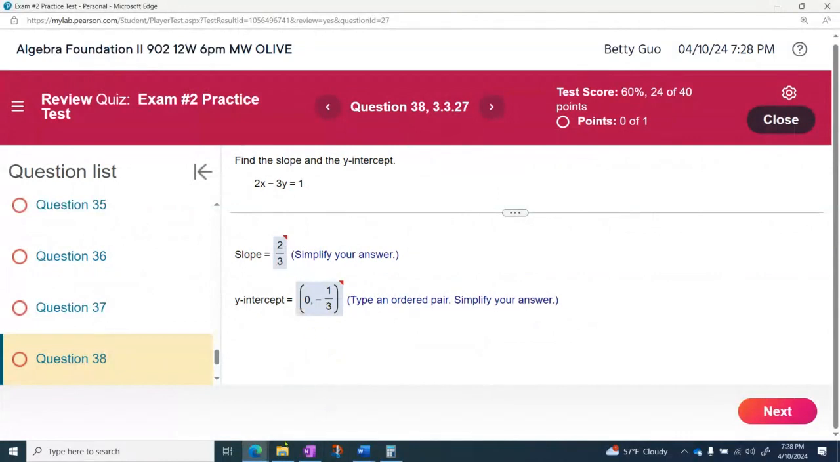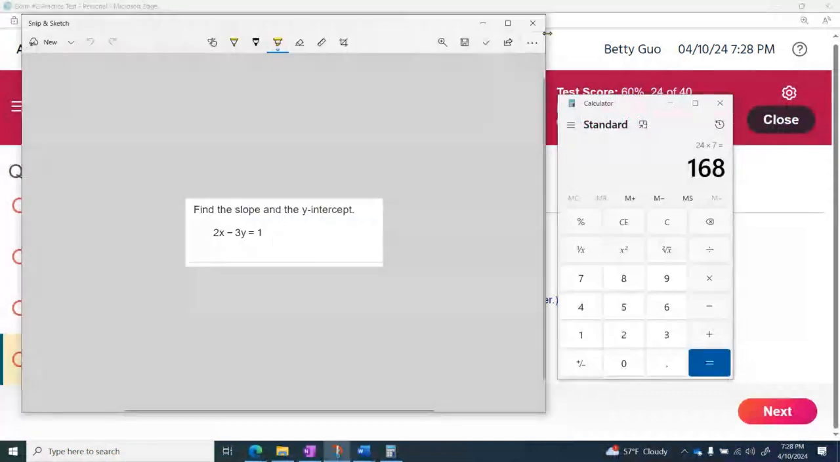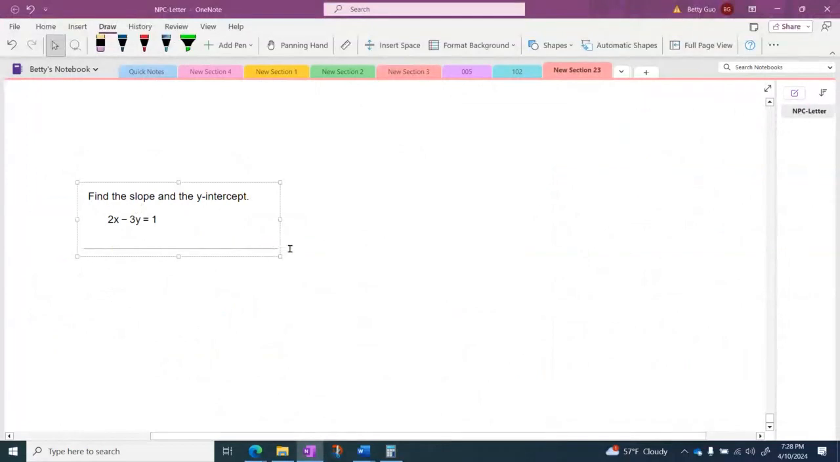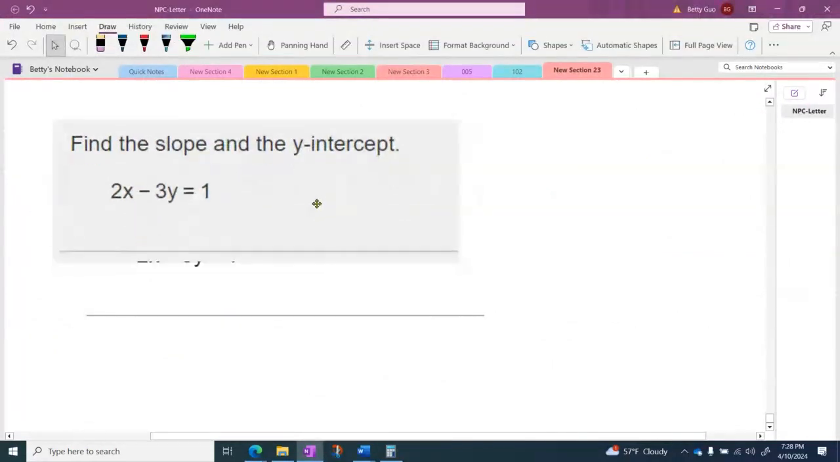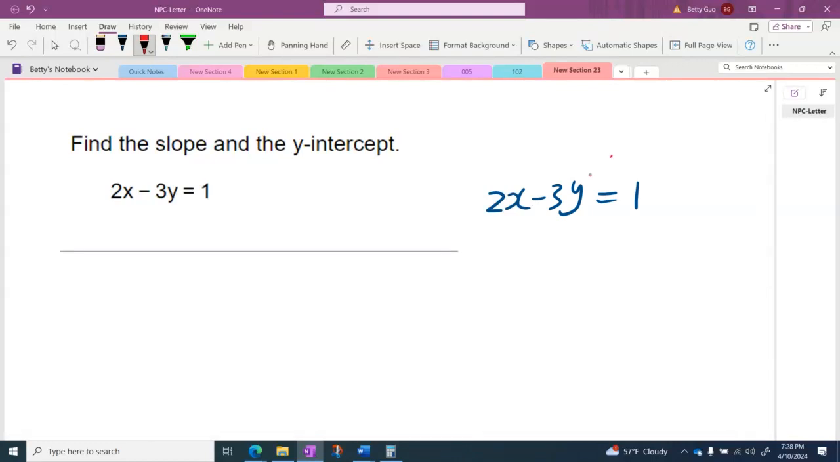Slope and y-intercept. This one, okay, is not a challenging problem, but it is a good problem from chapter 3. We are looking for slope and intercept. Well, if the equation is in the slope-intercept form, I believe most of you know how to find the slope and intercept. But look at the equation now, it's not. The equation right now is in standard form: 2x minus 3y equals 1. So what we are going to do is rewrite the equation in the slope-intercept form.